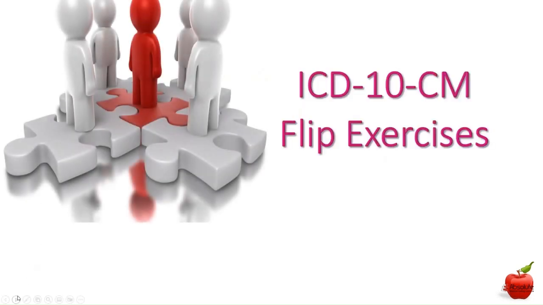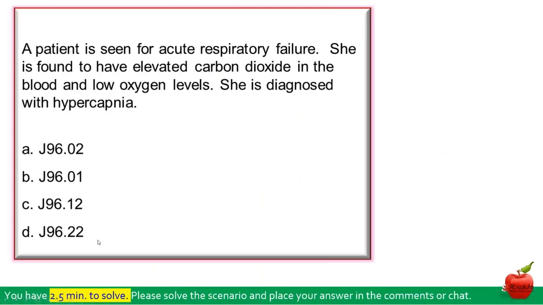So let's move through some flip exercises. I know you've got your manuals ready. Okay. And let's do this. All right. So we have for our answers A, J96.02, B, J96.01, C, J96.12, and D, J96.22. A patient is seen for acute respiratory failure. She's found to have elevated carbon dioxide in the blood and low oxygen levels. She is diagnosed with hypercapnia. All right, coders, you have 2.5 minutes and your time begins now.